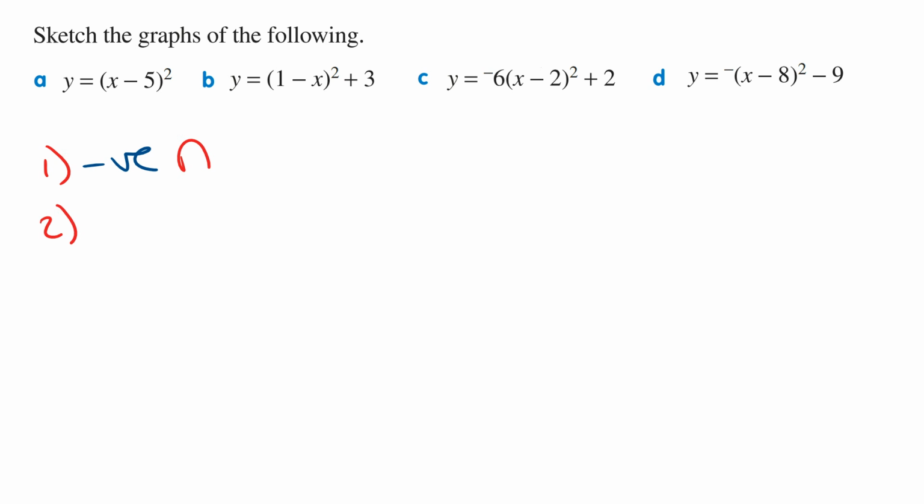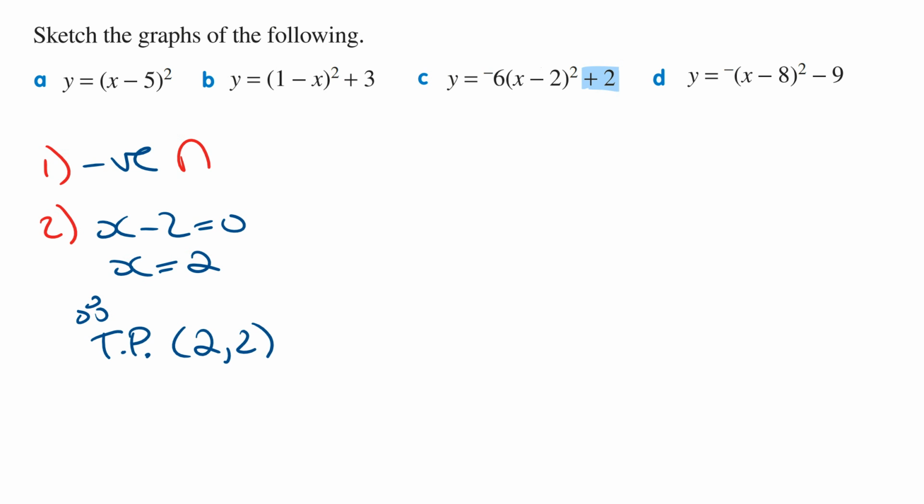Step 2. We need to work out the coordinates of the turning point. For the x-coordinate, we let x minus 2 equal 0 and solve for x, and so x is equal to 2. The y-coordinate is going to be the constant that's added to the squared part, and so this is going to be 2. And so therefore, the coordinates of the turning point are 2, 2.